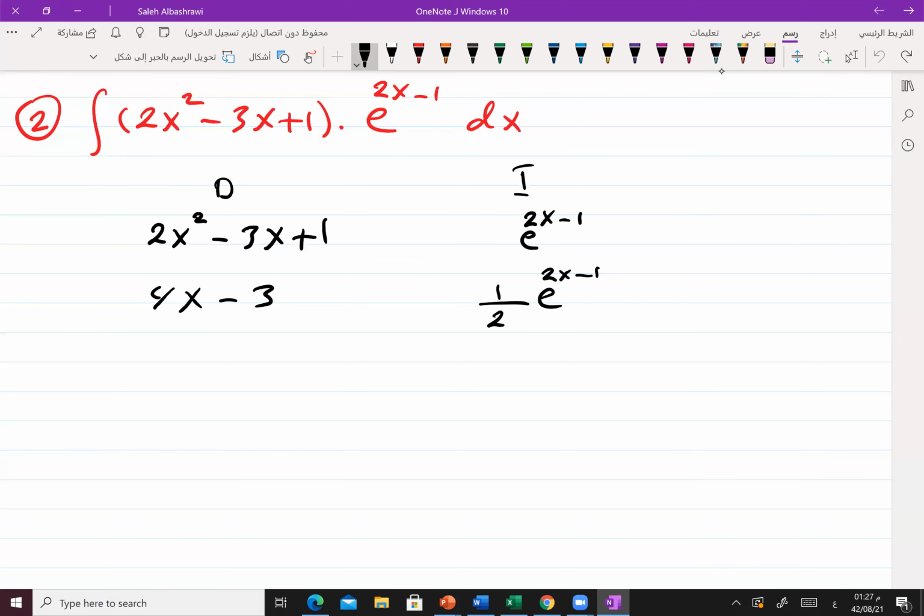Now differentiate for the second one. I will get 4. And that one will give me, if we integrate, 1 over 4 e to power 2x minus 1. Again, I use integration by substitution to find the integration of e to power 2x minus 1. Third one, I will get 0 and 1 over 8 e to power 2x minus 1.